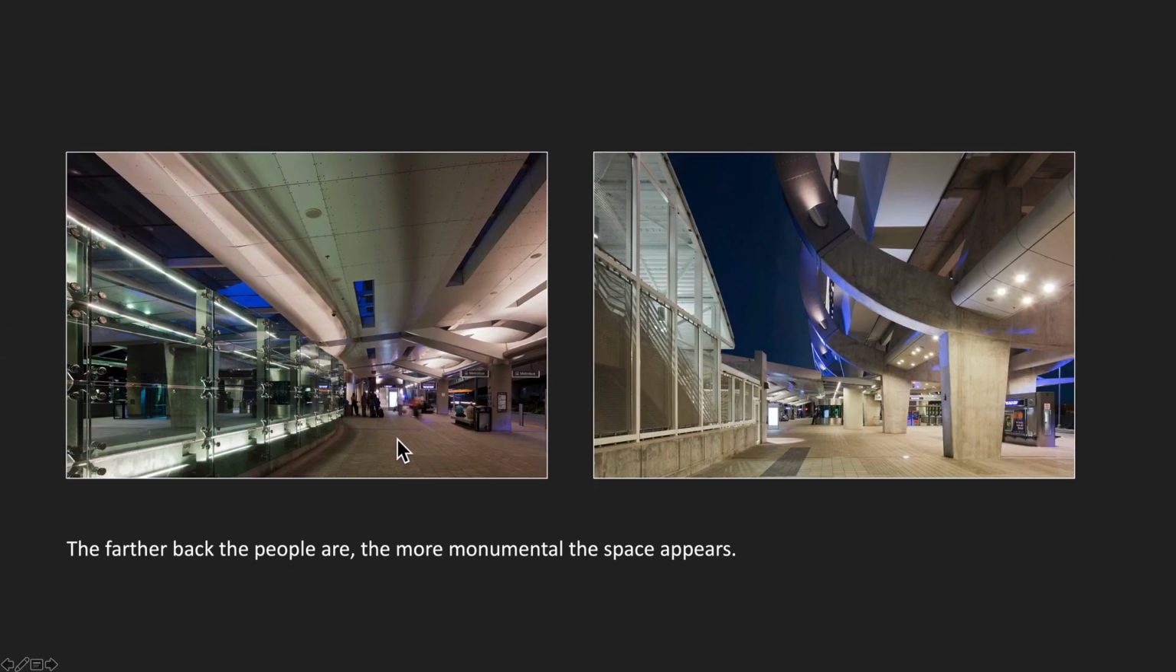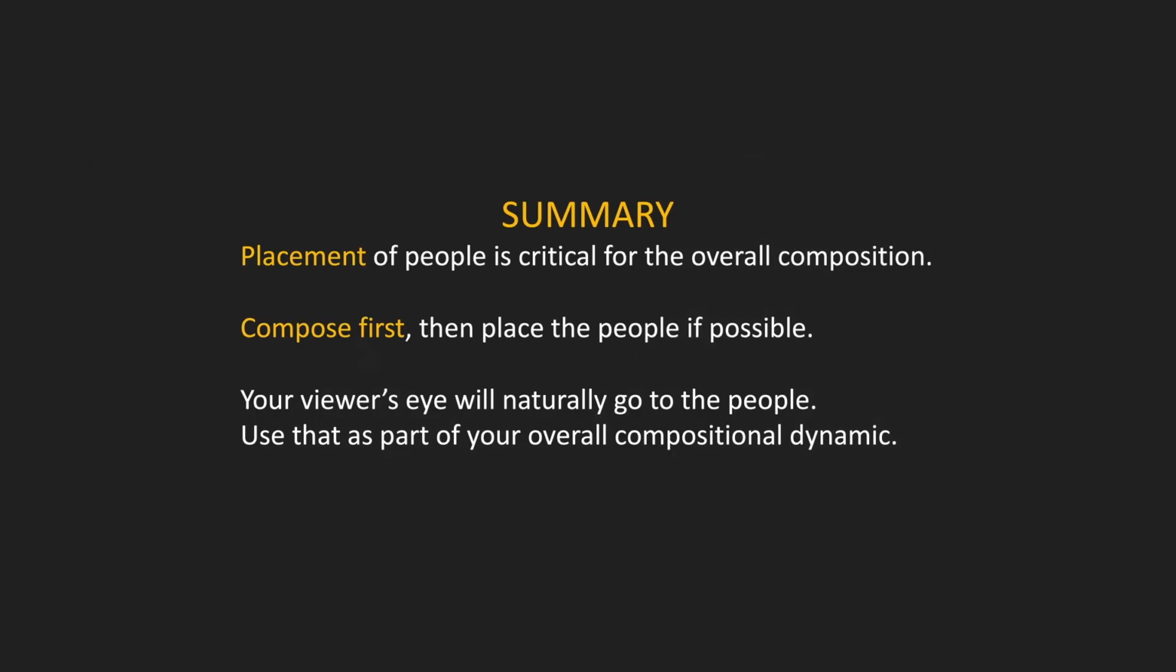So in summary, placement of people is critical for the overall composition, because as human beings, your viewers, your eye goes right to the people whether you want them to or not, and the architecture still has to be dominant. Compose first, get everything set, and then if it's a portrait, put your people within the architectural framework, or if you can't control them, pre-visualize where you want them to be, and then wait for them to walk in or ride their bike in, and then snap when they're just where they should be.